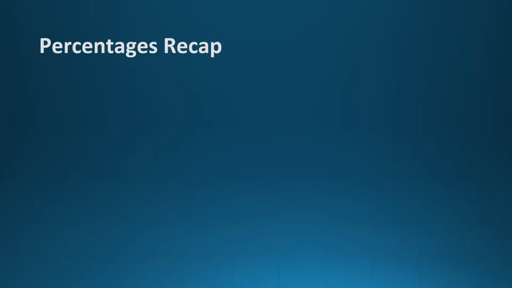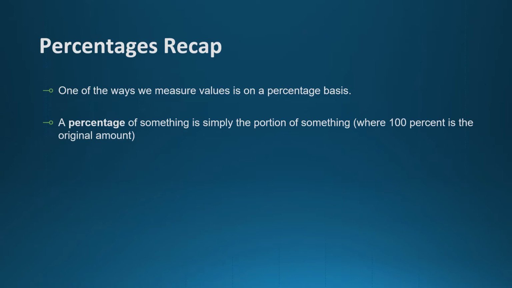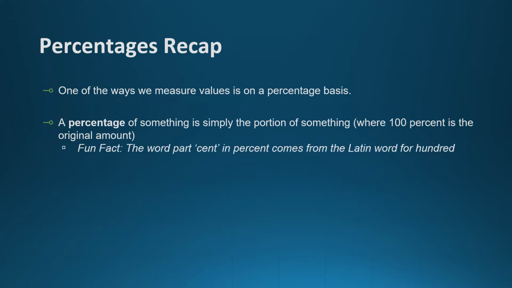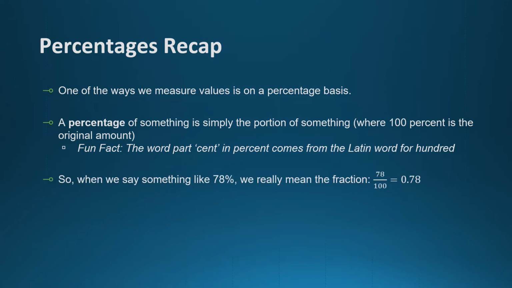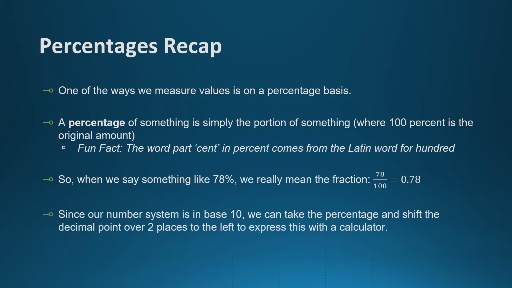So I know that we've covered percentages in some capacity before, but when we talk about a percentage, that's just where 100% is the whole amount and a percentage is just a portion of that. Fun fact, the cent in percentage just means 100, which is why 100% is everything. So 78% really means 78 over 100, or 0.78. And since our number system is in base 10, if we want to get that 0.78, then all we'd have to do is move the decimal point over 2 places to the left.